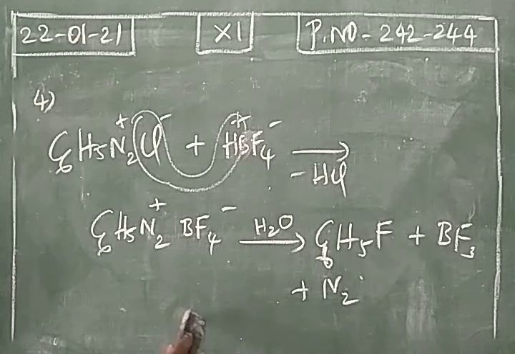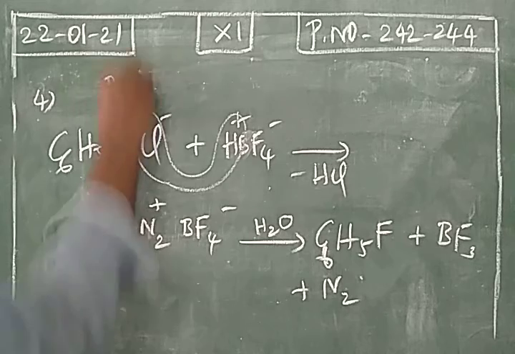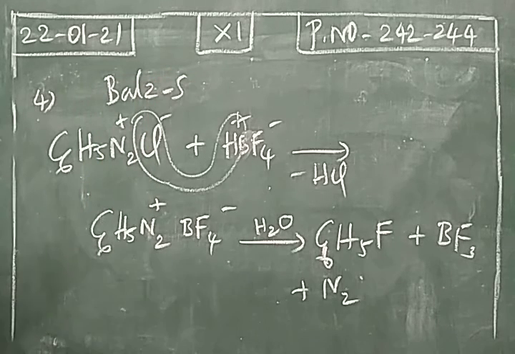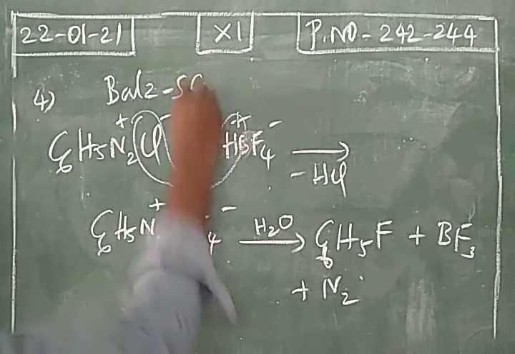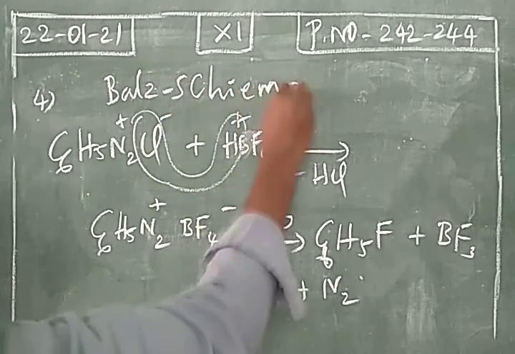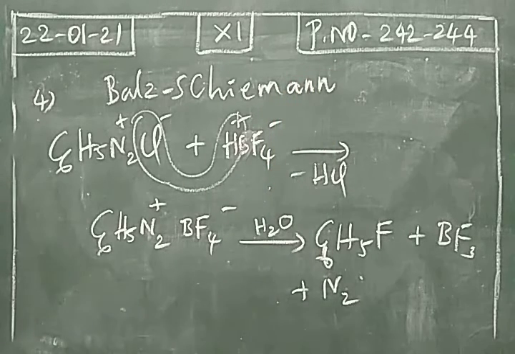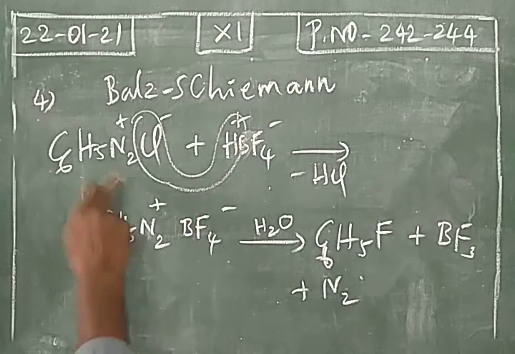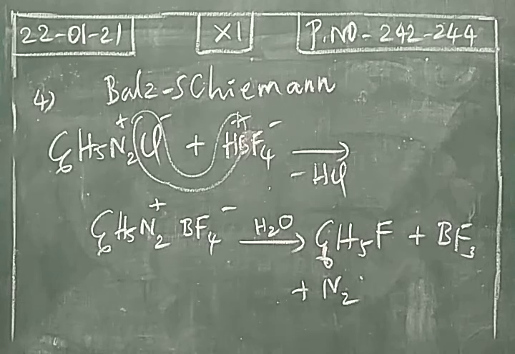This is called the Balz-Schiemann reaction. Preparation of fluorobenzene using tetrafluoroboric acid and benzene diazonium chloride is called the Balz-Schiemann reaction.